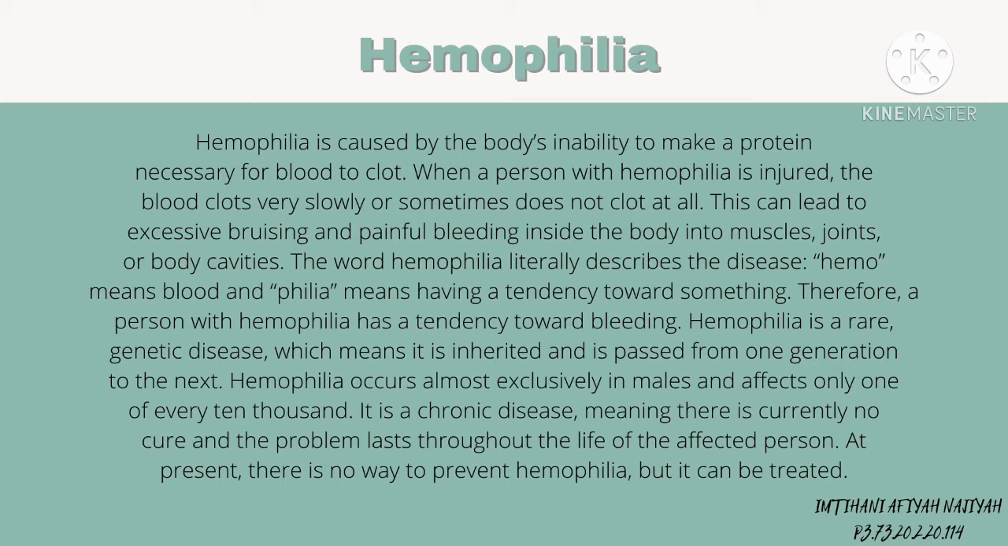Hemophilia is a rare genetic disease, which means it is inherited and is passed from one generation to the next. Hemophilia occurs almost exclusively in males and affects only one of every 10,000. It is a chronic disease, meaning there is currently no cure and the problem lasts throughout the life of the affected person. At present, there is no way to prevent hemophilia, but it can be treated.